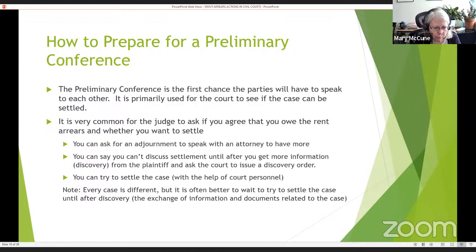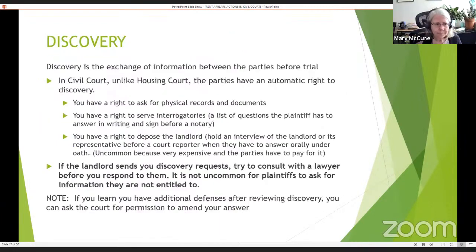If you feel like you owe the money and you agree with the amount and you don't have to be running back and forth to court and you have the ability to pay something on the debt, you can try to settle the case. And you can do that on your own, talking to the attorney for the landlord, or you can ask to do that with the help of court personnel. In some boroughs, it might be the judge that talks to you both about it. And sometimes it might be someone else like a court attorney. Every case is different, but it is often better to wait to try to settle the case until after discovery, because you may, and I'll tell you why in a minute.